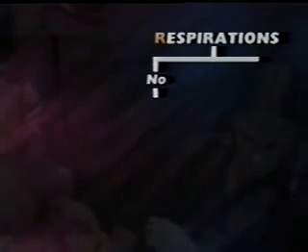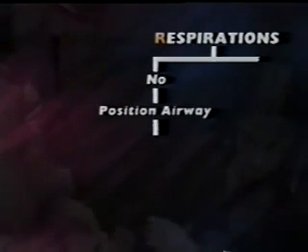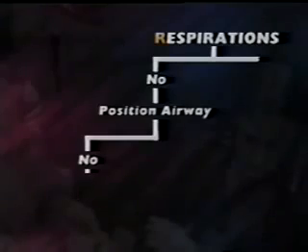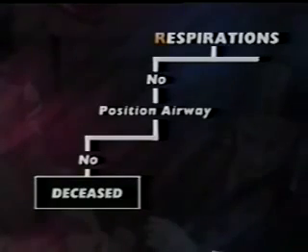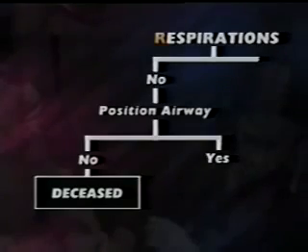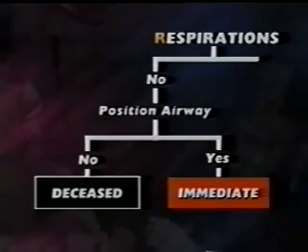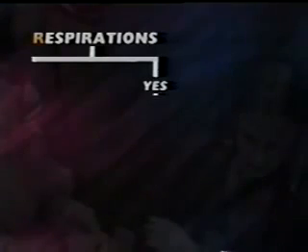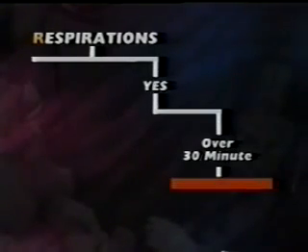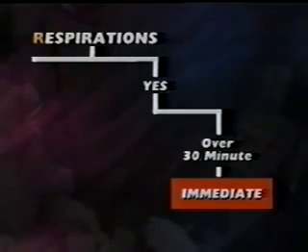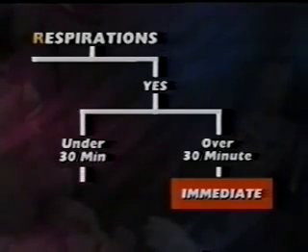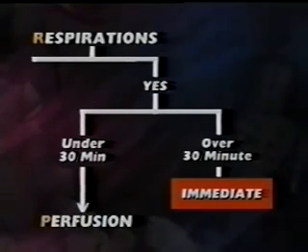Here's how the respiration assessment looks on the START flowchart. If the patient is not breathing, reposition the airway. If breathing does not resume, the patient is non-salvageable and is categorized deceased. If breathing resumes after you clear the airway, categorize the patient immediate. Patients who are breathing at a rate of more than 30 respirations per minute are categorized immediate and no further assessment is done. If the patient's respiration is slower than 30 respirations per minute, proceed to the second assessment, perfusion.